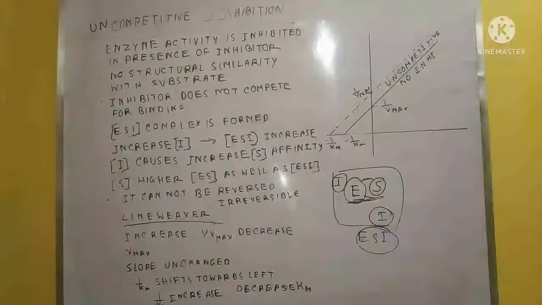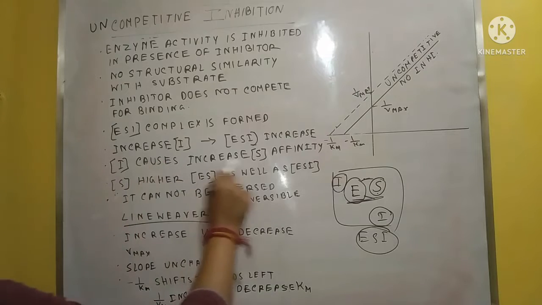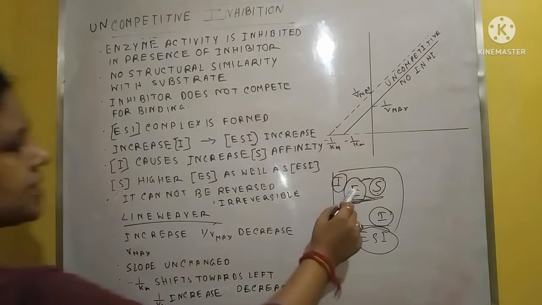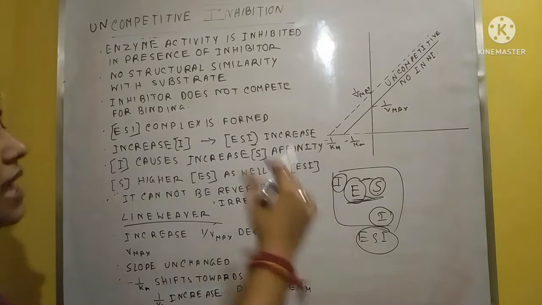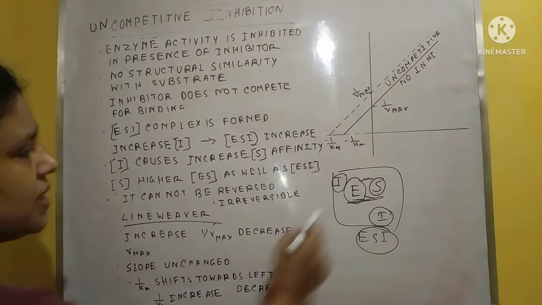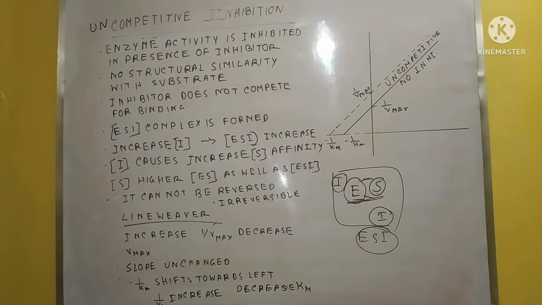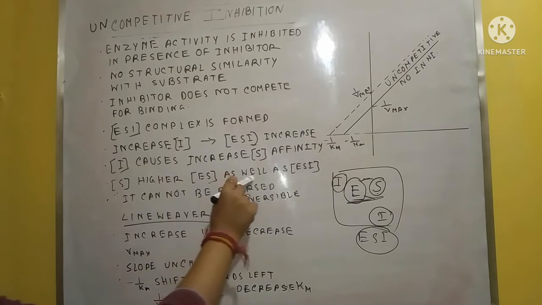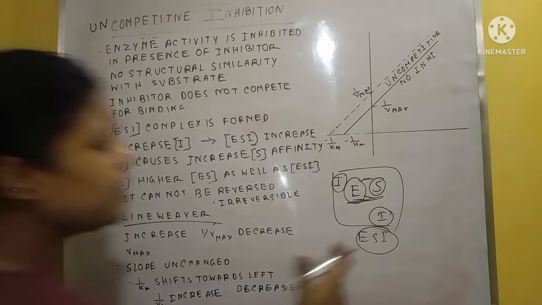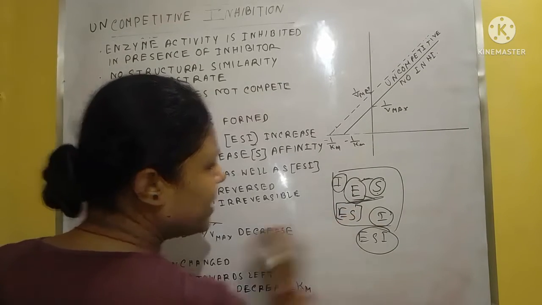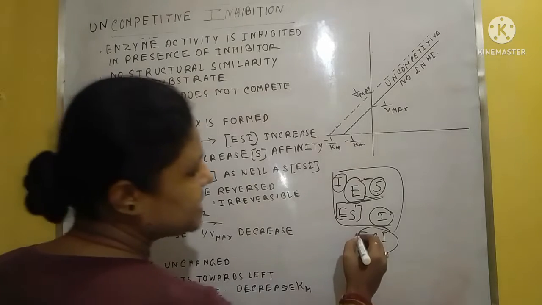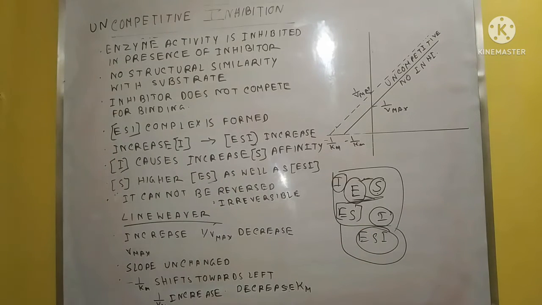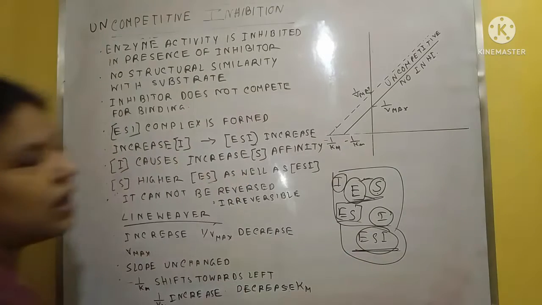And here the ESI complex formed. When the inhibitor concentration is very high in the medium, the inhibitor causes increased affinity of the substrate with the enzyme. That means the substrate's affinity with the enzyme is increased in the presence of inhibitor. S is higher, and ES as well as ESI. You can see the ES complex, but with the ES complex you can obviously see the ESI complex. You cannot see only the ES complex because ESI is present within the medium.